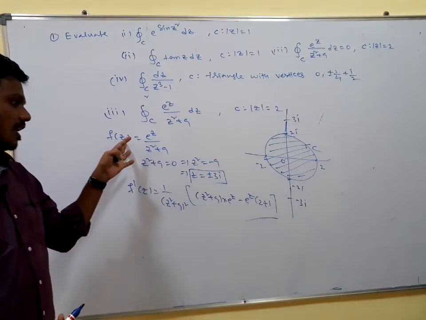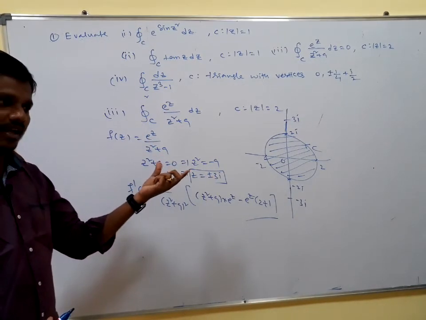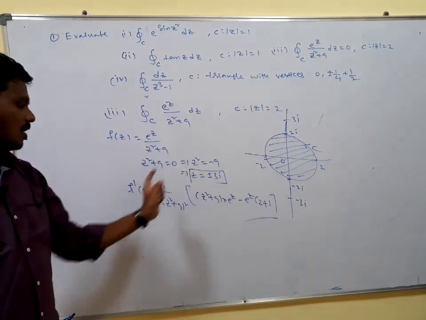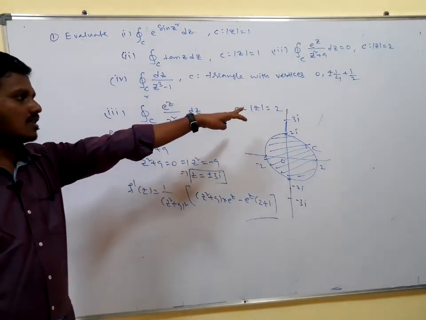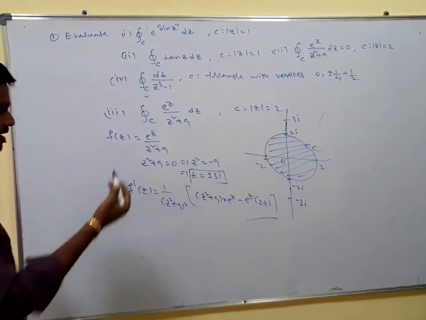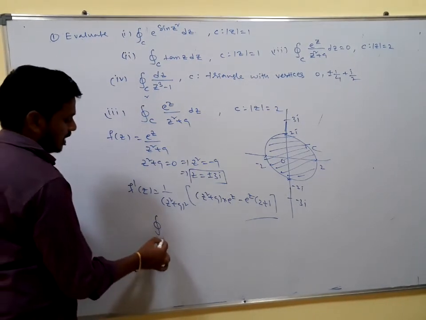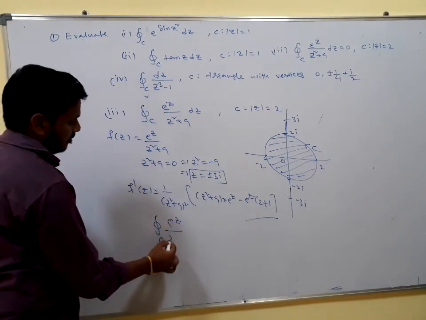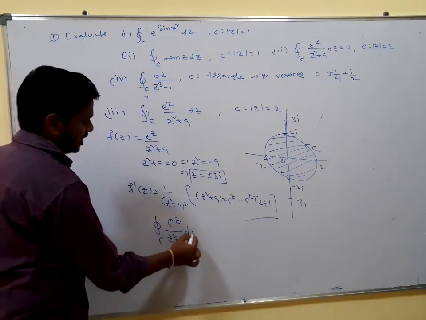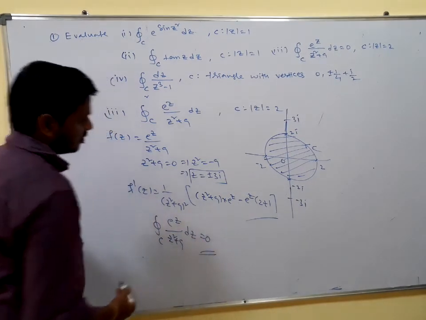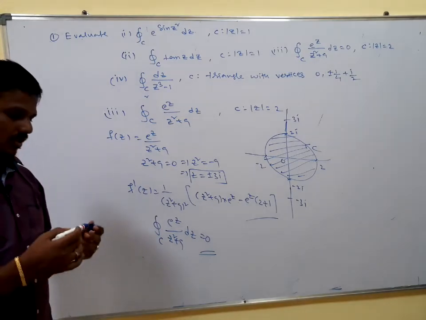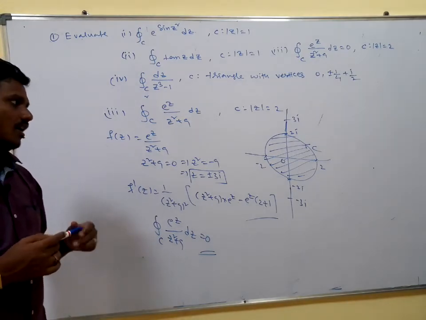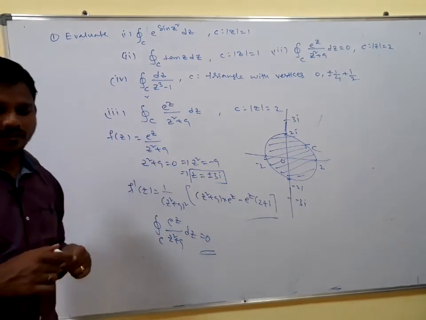f of z is analytic inside the simply connected domain mod z equals 2, and f dash of z is continuous inside the region mod z equals 2. By Cauchy's integral theorem, the integral over c of e to the power of z divided by z square plus 9 dz is equal to 0. This is the great advantage of Cauchy's integral theorem, right? Without finding the evaluation, we can write the integral value.